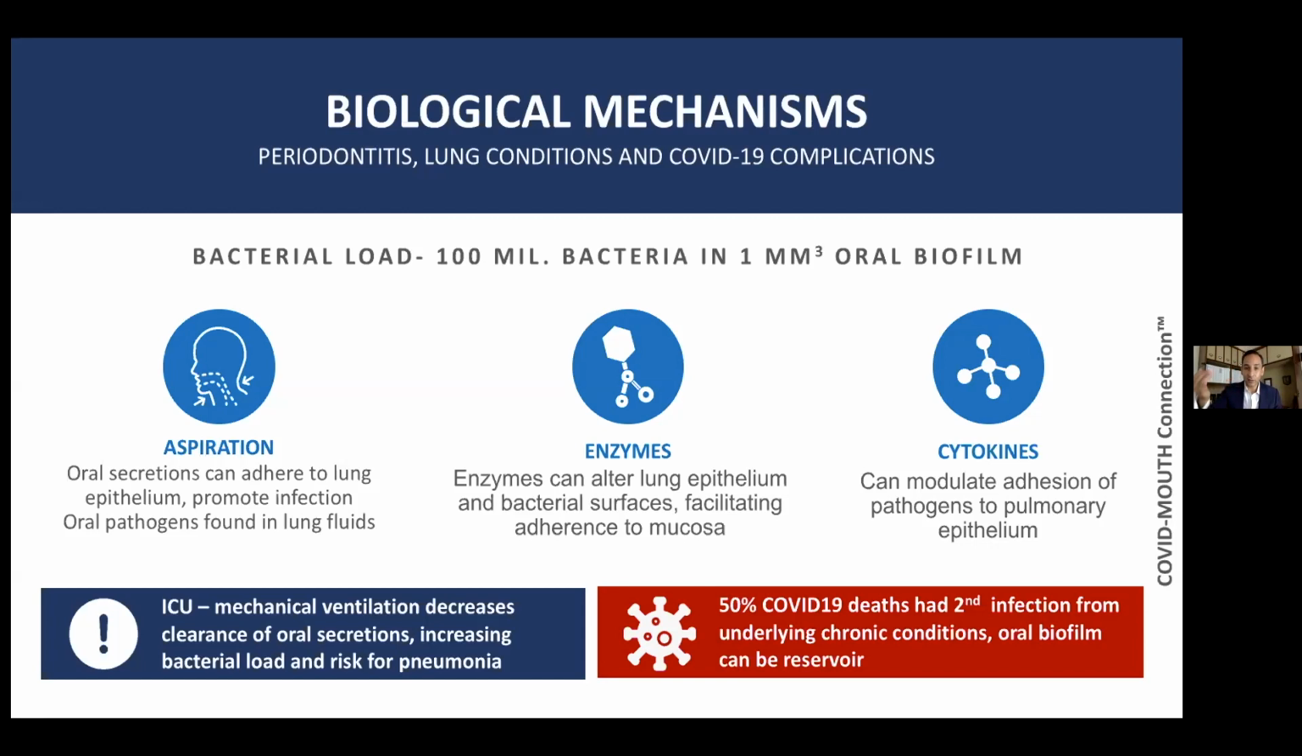And that bacteria, once it gets into our bloodstream, again causes inflammation, but it can also get into our bodies in different ways. So one way is that it could get aspirated with the secretions of the oropharynx area, and you'll see that it can adhere to the respiratory epithelium, release that weapon that we call the LPS, and basically adhere to the receptors in the lungs. Also, we see that enzymes are secreted as well, and that could alter the lung epithelial and the bacterial surfaces, facilitating the adherence of bacteria. And lastly, we have cytokines, which can modulate bacterial adhesion of pathogens to the pulmonary epithelium. So really 3 ways that we're seeing this happen.